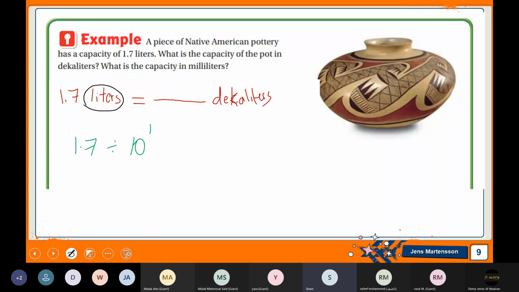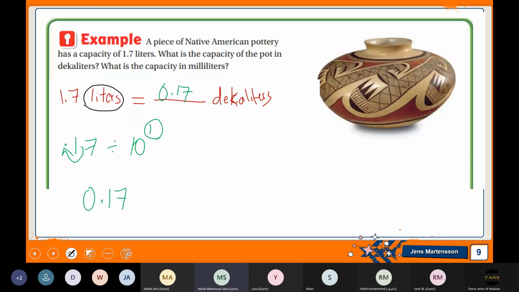1.7 liters, we're gonna divide it by 10, so it's gonna equal the answer. When you divide by powers of 10, you have to move the decimal point 1 digit, because the power here is 1. You have to move the decimal point 1 digit to the left or 1 digit to the right. Left. Because divide is left, multiply is right. Bravo. It will be 0.17 deciliter.